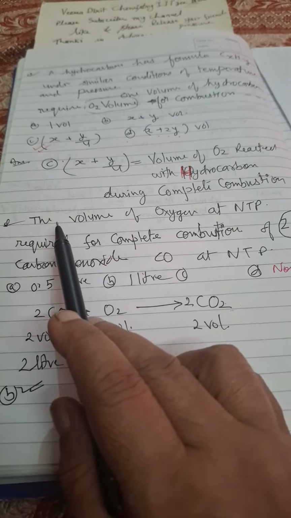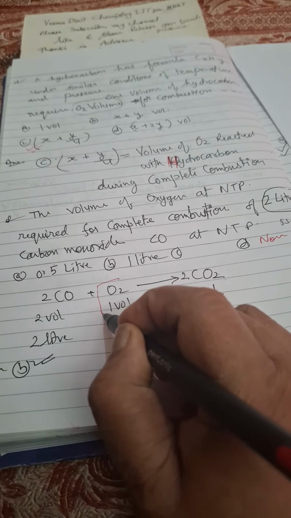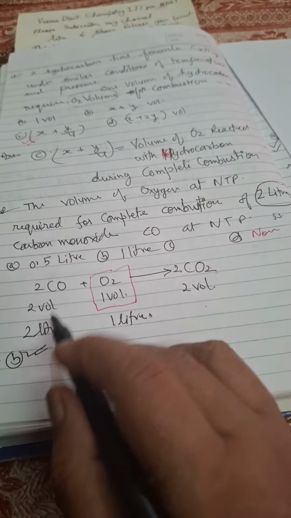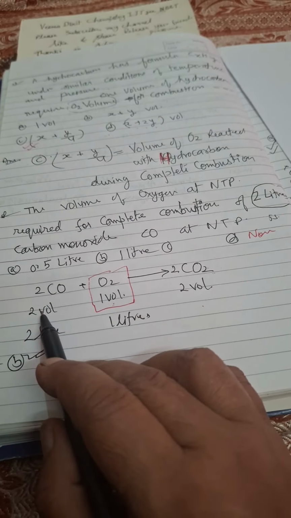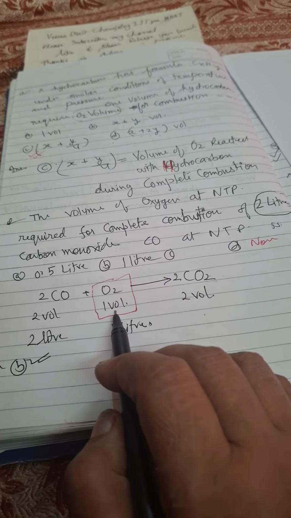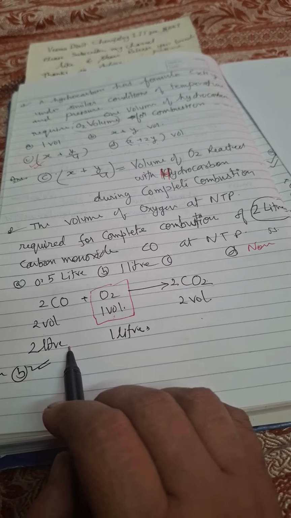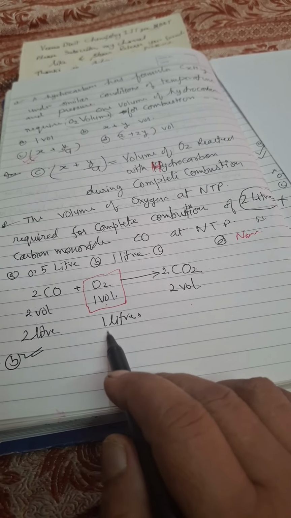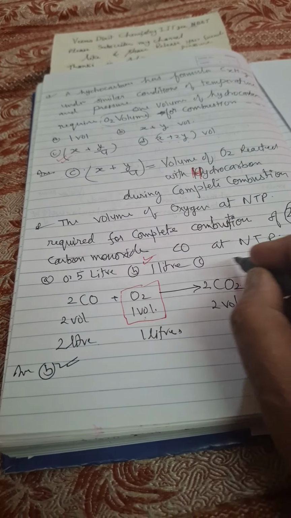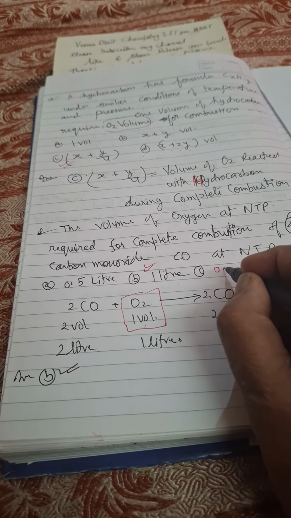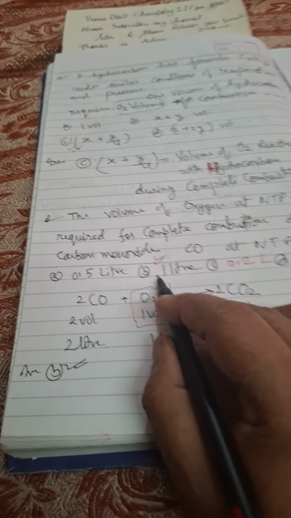So what they have asked is the volume of oxygen. Volume of oxygen will be 1 volume, because a 2:1 ratio is there. For complete combustion, we need 2 volume of CO and 1 volume of oxygen, right? So it means if we are using 2 liter of carbon monoxide, 1 liter of oxygen is required. So option B is correct. That is why I was not writing the other options here.